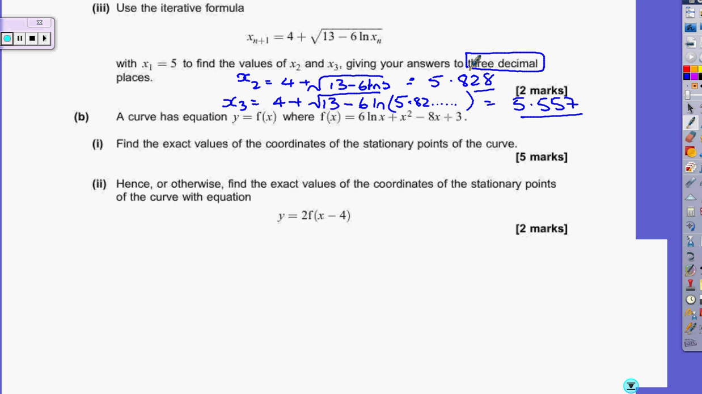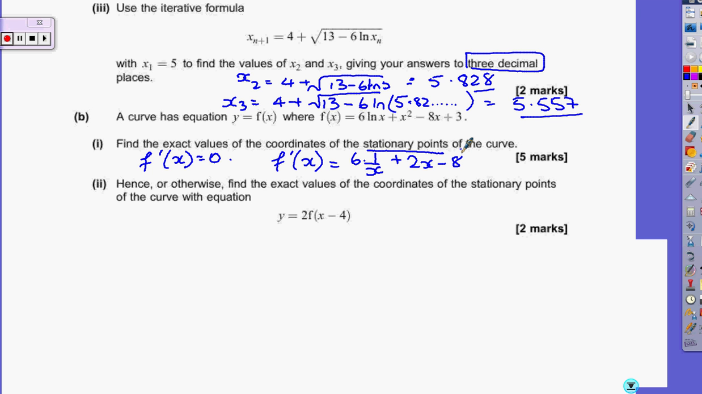Next one. A curve has this equation. Find the exact value of the coordinates of the stationary points. So back to C1 and C2. Stationary points is where your dy by dx equals 0. So we're looking for where f dashed x equals 0, so we need to differentiate that. f dashed x equals 6 times ln of x; the differential of ln of x is 1 over x. Then 2x minus 8, and the constant ends up as 0. All good. So that's 1 mark.